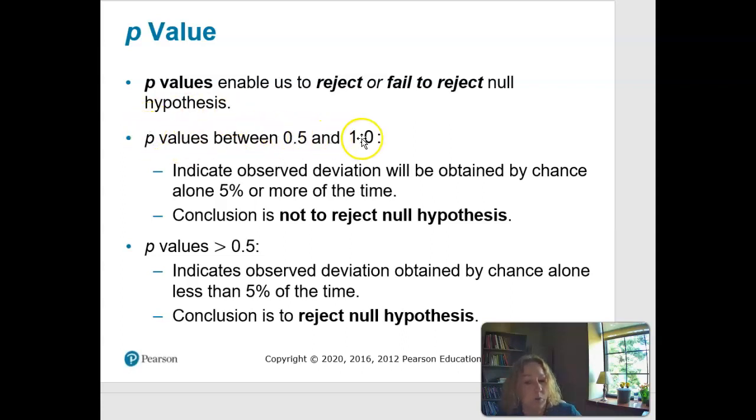P-values between 0.1 and 1 indicate observed deviation will be obtained by chance alone, 5% or more of the time. Conclusion: don't reject the null hypothesis. P-values of 0.05 or 5% indicate observed deviation obtained by chance alone less than 5% of the time. Conclusion: reject the null hypothesis. This is good. We want to reject the null hypothesis. Okay.